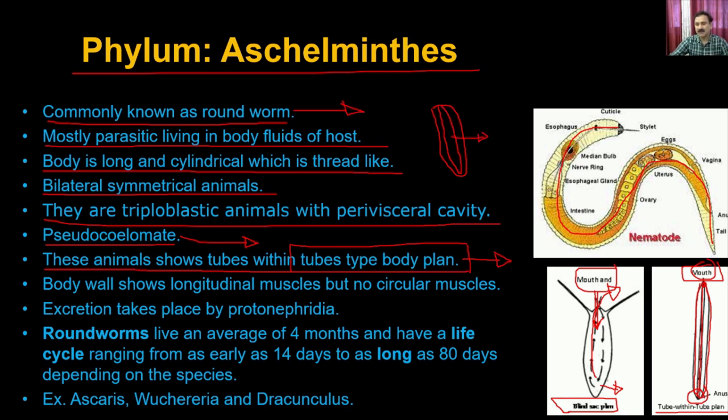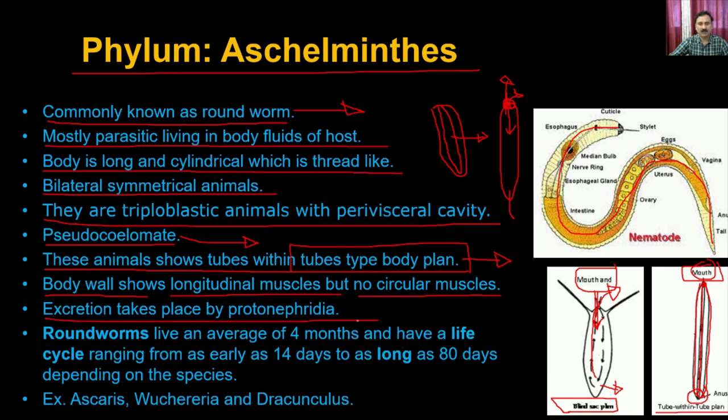Whereas in this particular type, you have a blind sac, which means you only have the external body, you do not have the internal tube, and you have a mouth in the front that receives the material and is also used for throwing out the toxic material. The body wall shows longitudinal muscles, but no circular muscles. Excretion takes place by the protonephridia.